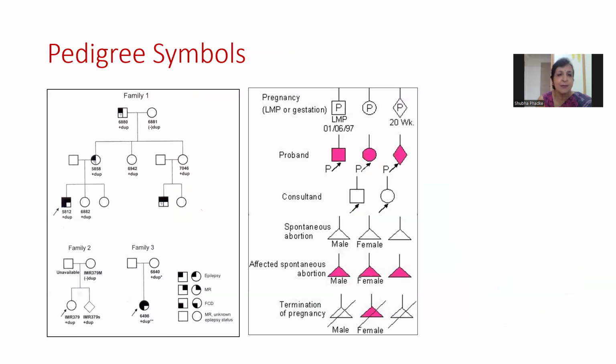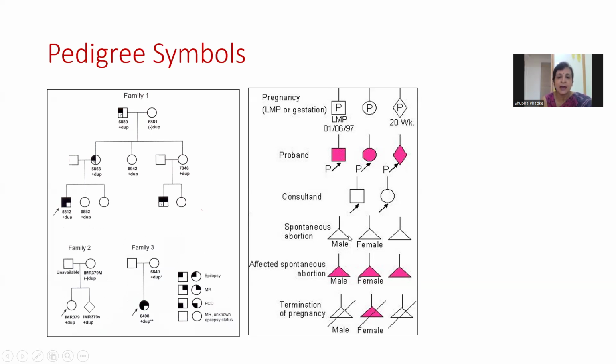These are various symbols. Most of you would know that a square is for a man and a circle is for a female. And then there are relationship lines, horizontal lines and vertical lines, showing marriages and the relation between the next generation. The individual who has a disorder and brings the family to notice is called a proband and is denoted by an arrow and marked by P.